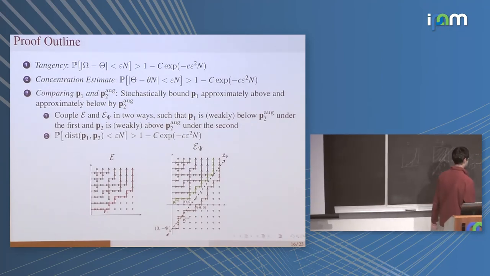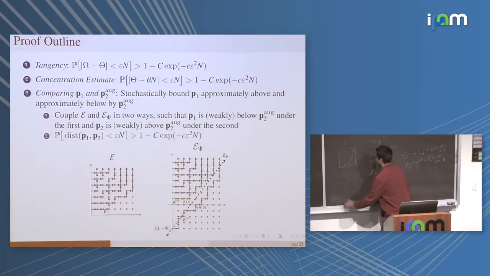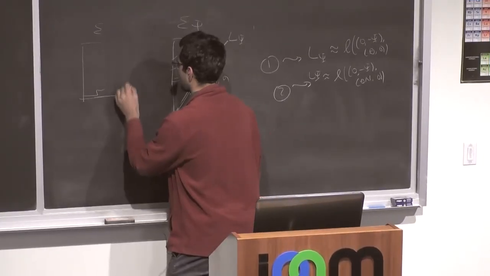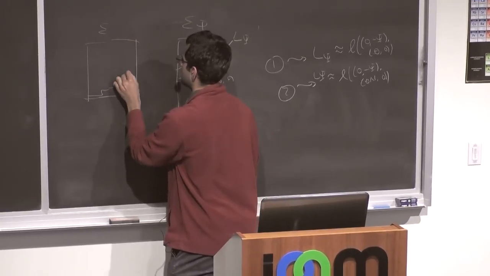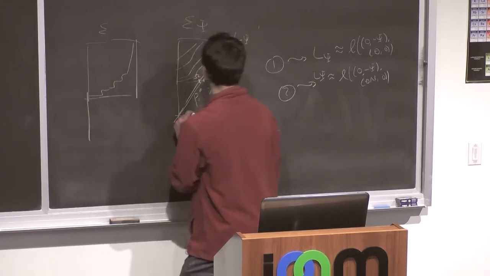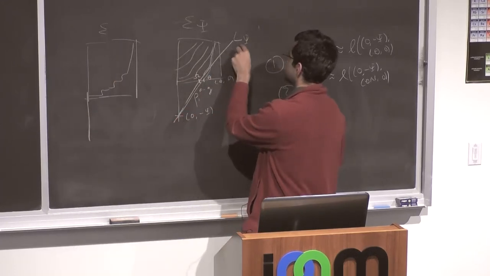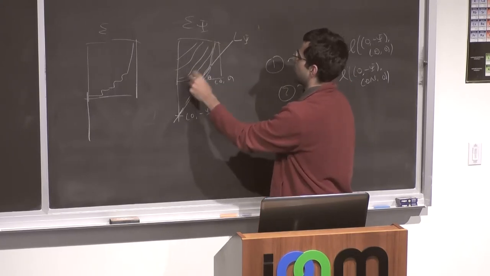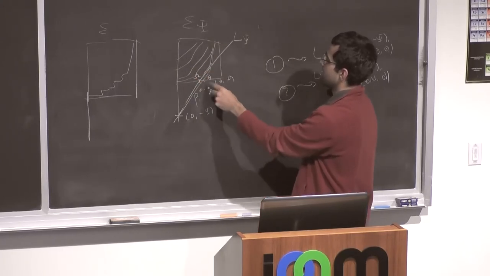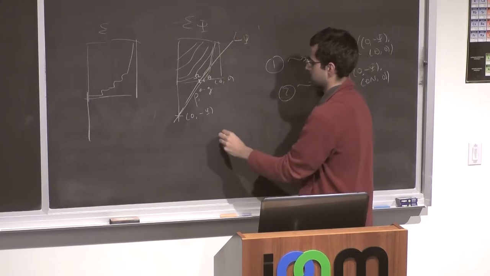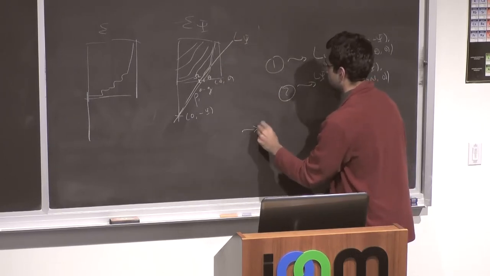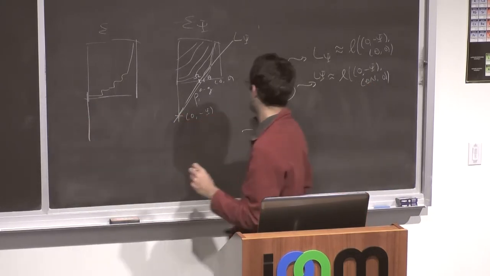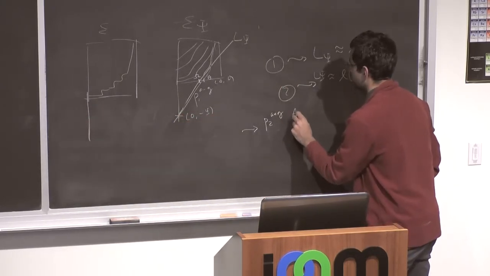How do I finish from here? I know that L psi, the tangent line to this P1 aug, is approximately bounded above by. So what these two are telling me is that P2 aug, this green curve, is approximately bounded above.